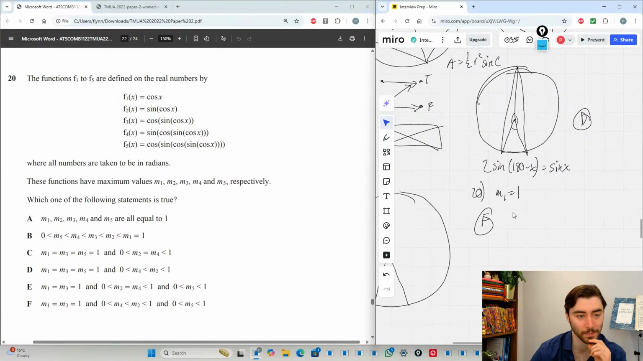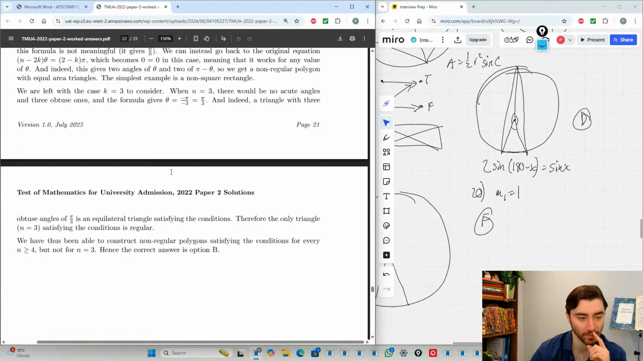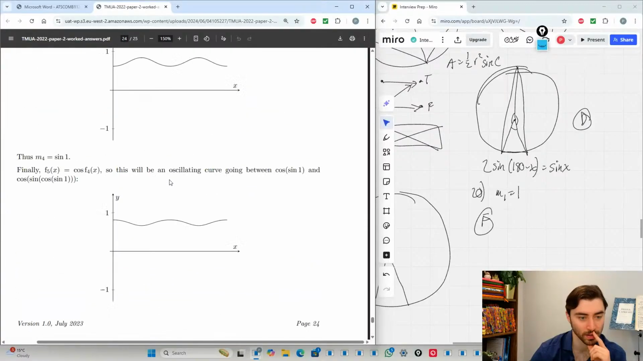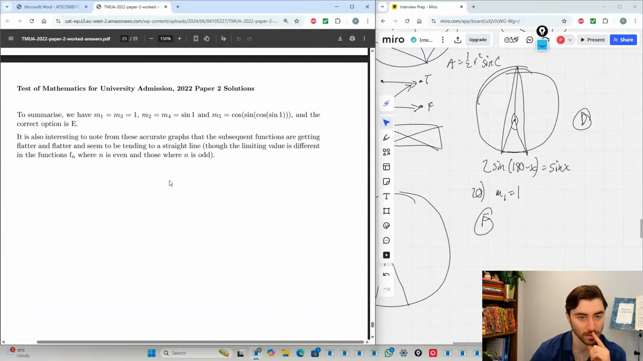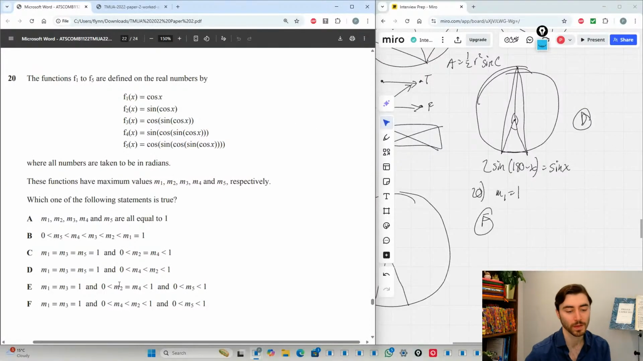What about 20? So I think I narrowed it down to E or F. I went with F. Was I correct? The answer was E. So I was deciding whether these would be equal, M2 and M4.